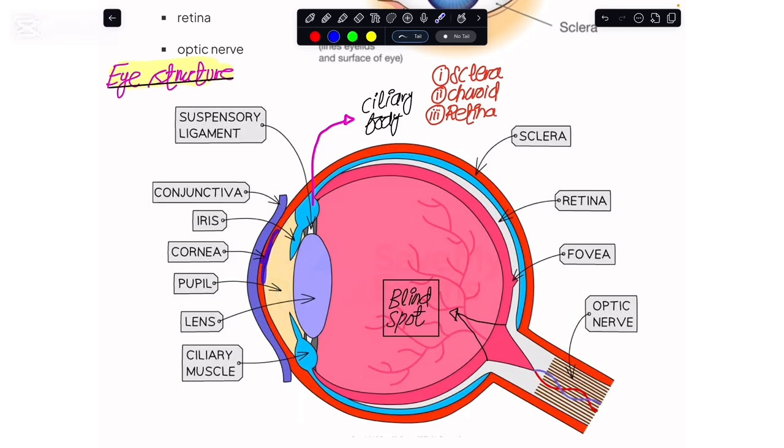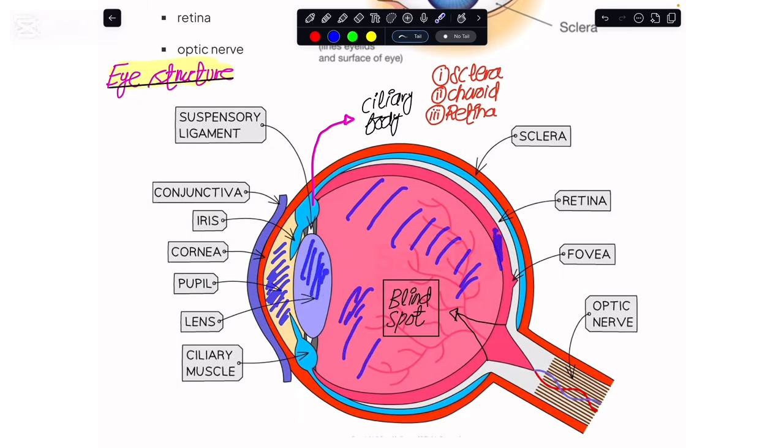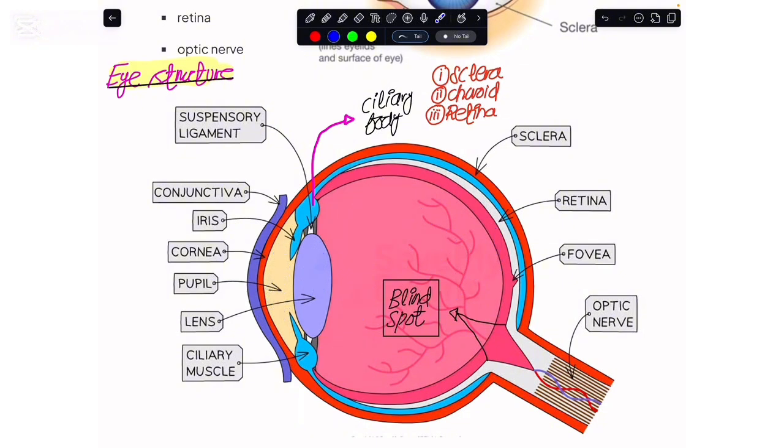Then between the cornea and the pupil of the eye, we have a cavity, and this is referred to as the aqueous humor. And then there is the second cavity of the eye, lying between the retina and the lens. This is referred to as the vitreous humor because it has a jelly-like consistency.